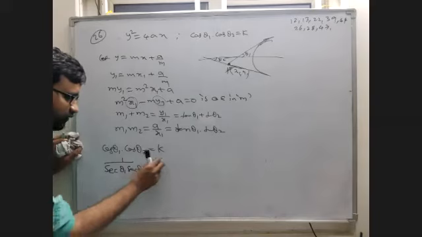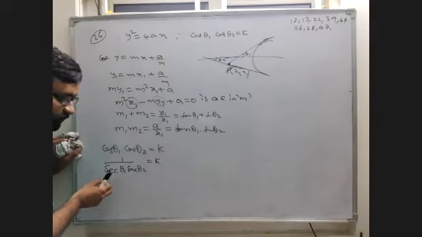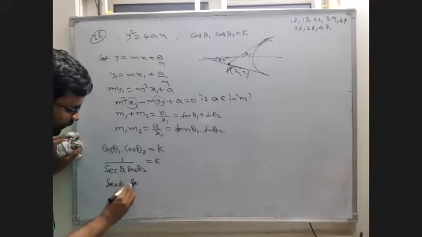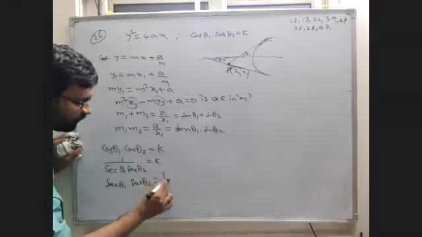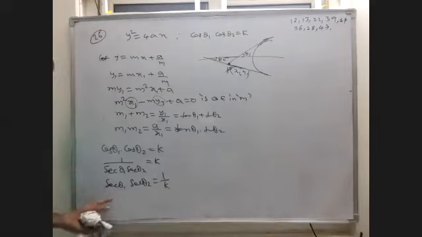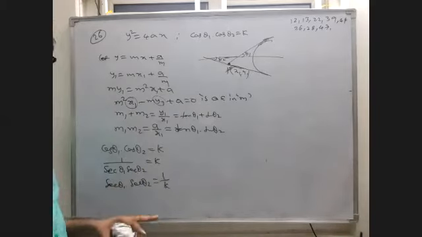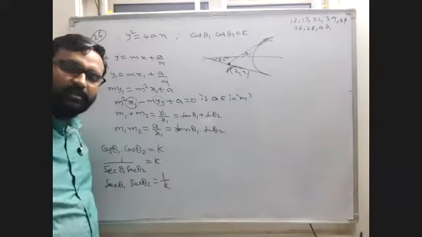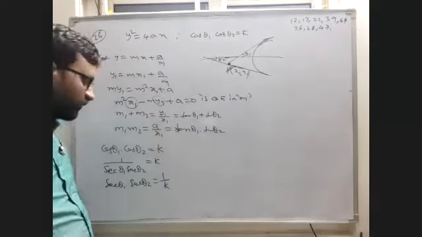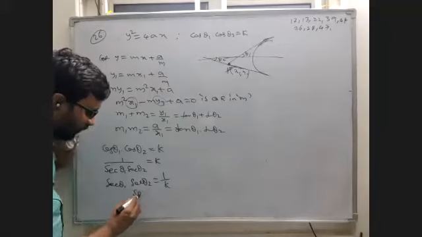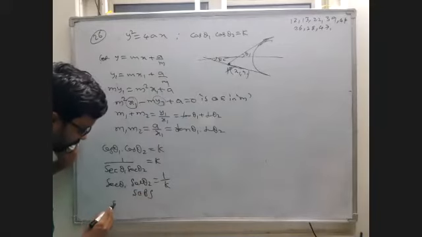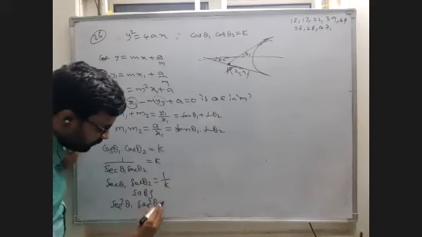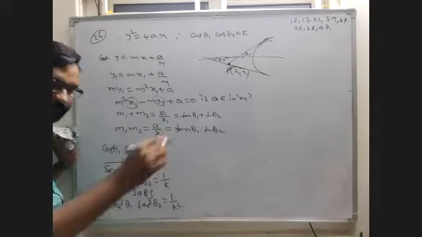I am taking this side and this side, cross multiplication. Then you will get secant theta 1 into secant theta 2 is equal to 1 by k. But we can't write secant, or cos, in terms of tan directly. But we can write secant square in terms of tan. There is an identity formula. That's why squaring on both sides. Then you will get secant square theta 1 into secant square theta 2 is equal to 1 by k square.